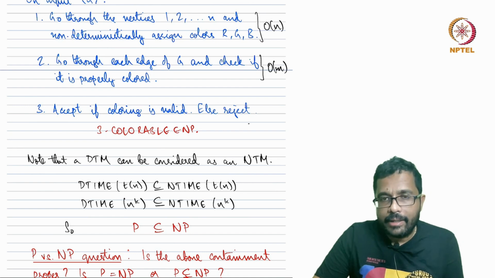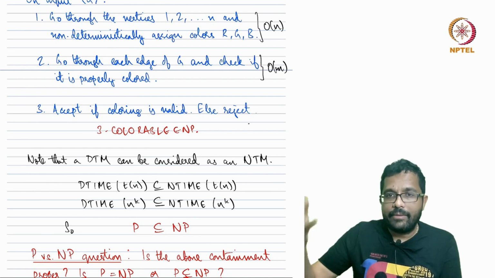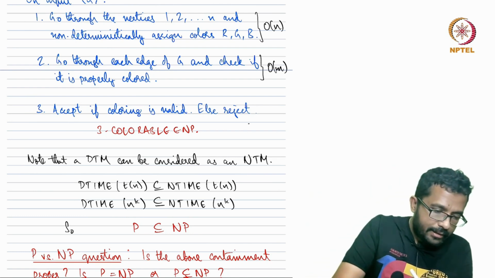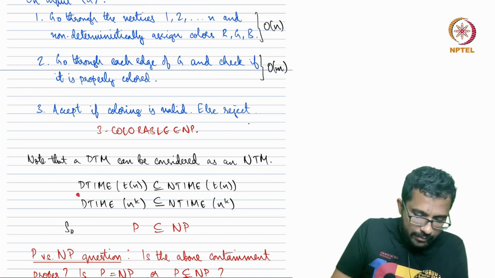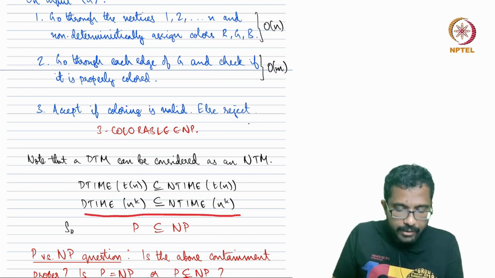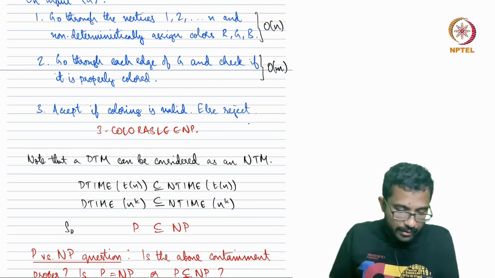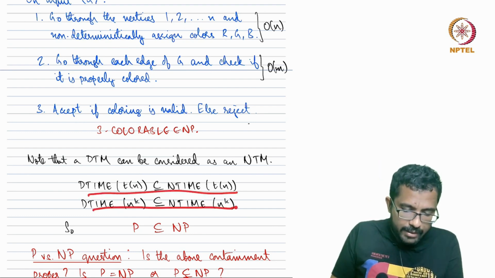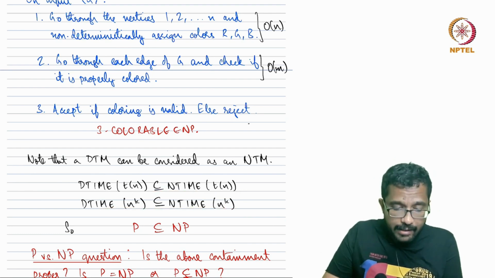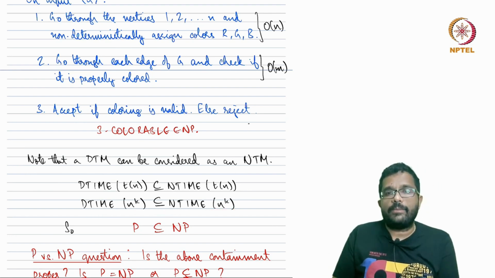So anything that can be done by a deterministic Turing machine, we can do it with a non-deterministic Turing machine also, because I can just have the same machine and view it as a non-deterministic Turing machine. So anything that can be done in deterministic time T(n) can be done in non-deterministic time T(n) as well, because the same machine works. So anything that can be done in deterministic time n power k can be done in non-deterministic time n power k. So deterministic time T(n) is a subset of non-deterministic time T(n) for any function T(n). Specifically for the function n power k, deterministic time n power k is a subset of non-deterministic time n power k.